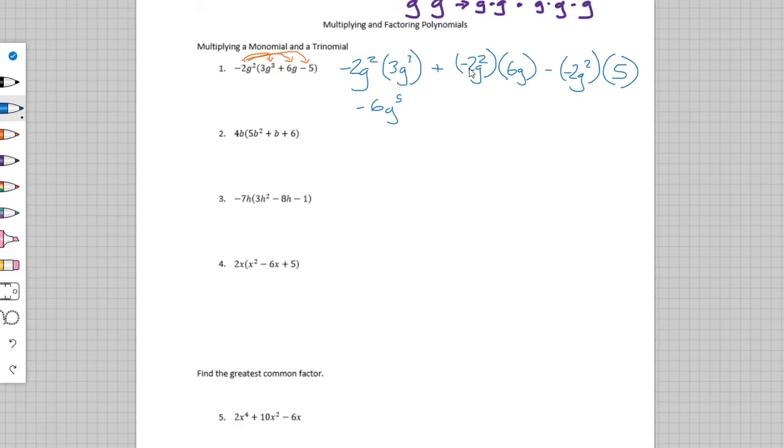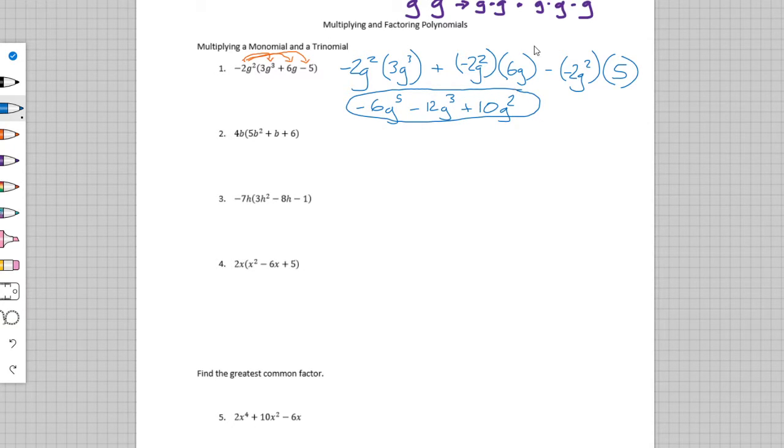Alright, so then next one, negative 2 times 6 is going to be negative 12. g squared times g, so 2 plus the 1 that's right here, that's going to give us g cubed. And then we're going to have the minus, but this is going to change in a second. So you have a negative 2 times 5, that's going to give us negative 10, but we already have the minus here, so a double negative makes it a positive 10g squared. So this would be our answer.